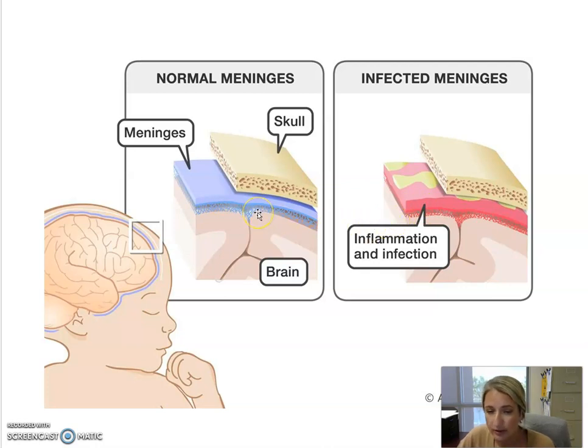There's a lot of different causative agents, different types of bacteria, fungi, and viruses. All the microorganism really needs to be able to do is get through the blood-brain barrier. Once it gets through the blood-brain barrier and into the meninges, it's going to cause an infection because that area is meant to be sterile. And that's going to lead to inflammation of the meninges, which is ultimately going to create a case of meningitis.